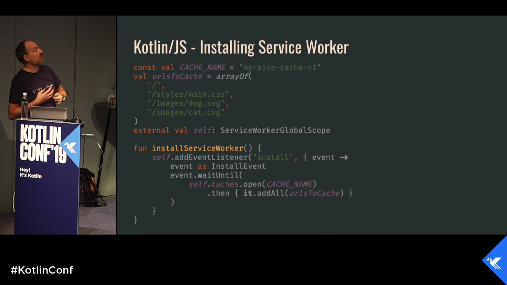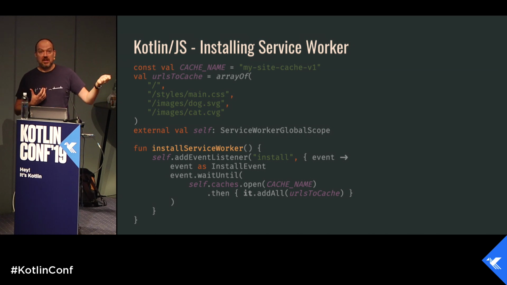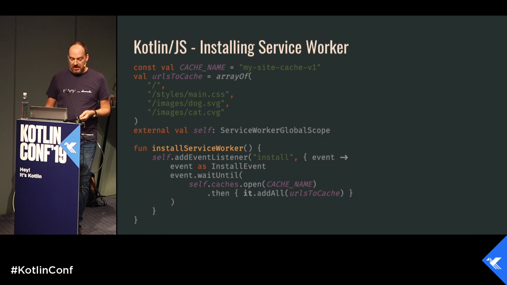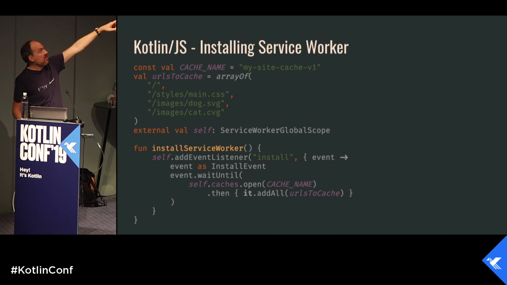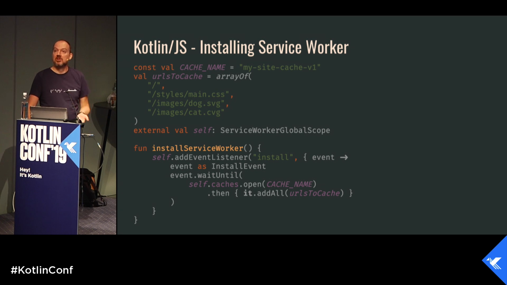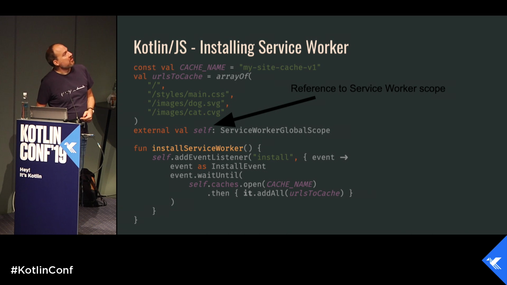So here you have external val self: ServiceWorkerGlobalScope. And then KotlinJS will assume that there is a global variable called self that is of that type. And here we do event.waitUntil, which means don't proceed with installation until you do this thing, and this thing in this case is basically open the cache and add all these URLs to the cache. So cache these things. Also, you see that we need to cast the event to an install event, because the event listener doesn't know what type of event it is. So whatever event listener you have, you always have to do event as and the specific type. Otherwise, it's just a generic event type. Yeah, so this one is the reference to the service worker scope.